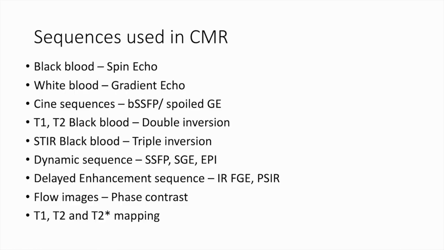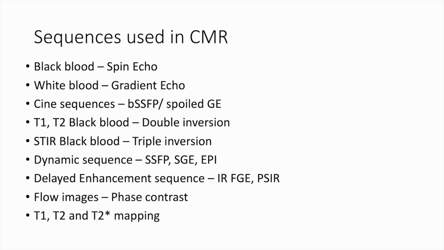The routine black blood images obtained are basically spin echo images, while the white blood images are obtained from gradient echo sequences. The Cine images use a balanced steady-state free precession or a spoiled gradient echo sequence. The ECG triggered T1 and T2 black blood images are obtained by a double inversion TSE sequence, while STIR images are obtained using a triple inversion TSE sequence.